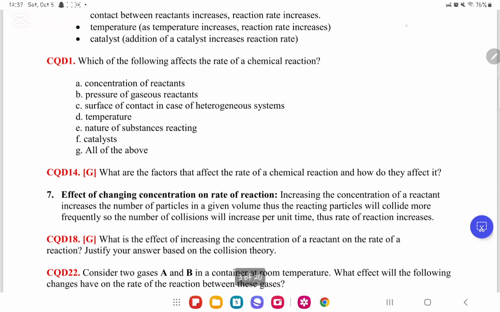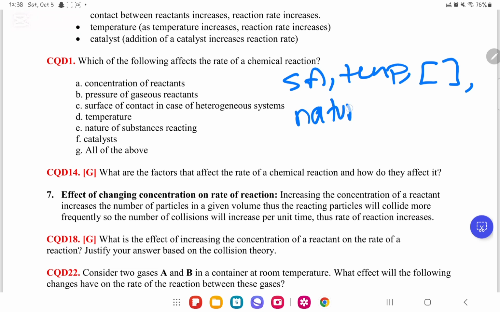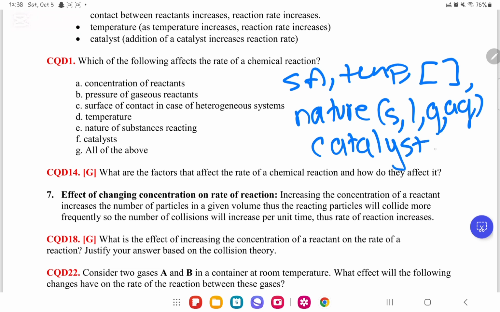CQD number 1. Which of the following affects the rate of a chemical reaction? We said in the previous video, what affects the rate of a chemical reaction? The surface area, the temperature, the concentration, the nature. I didn't state it there, but the nature means as in solid, liquid, gas, aqueous, okay? And the catalyst. And then only for the gas, the volume and pressure affect it.